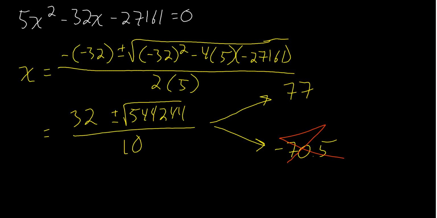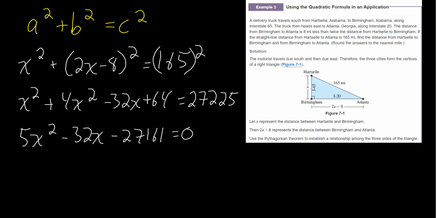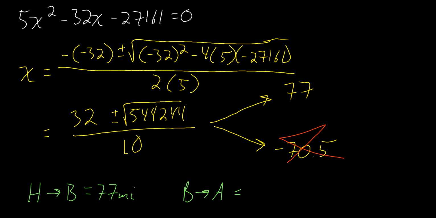Okay, so let's put it down here. Hartselle to Birmingham is 77 miles. And then we also want to know Birmingham to Atlanta, I believe, right? Well, Birmingham to Atlanta was 2 times x minus 8. So 2 times 77 minus 8. So that's 154 minus 8 is 146. Okay, so the distance is 146 miles.